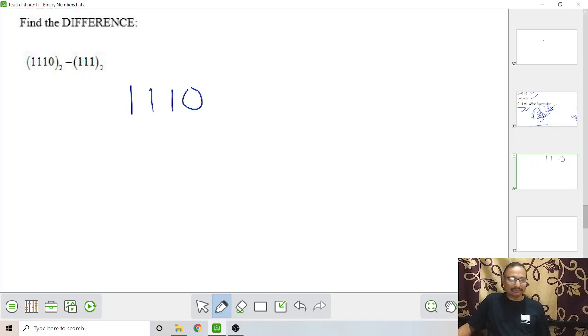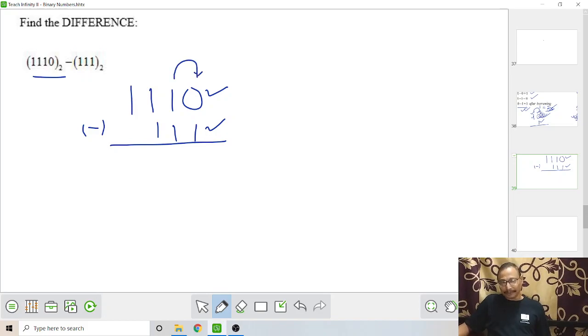1110. This 4-digit binary number is written here, and here a 3-digit binary number is written. I have written it in this way. So if subtraction is to be done, subtract this one from this 0. No, you cannot do that. You just think that 1 is carried here.